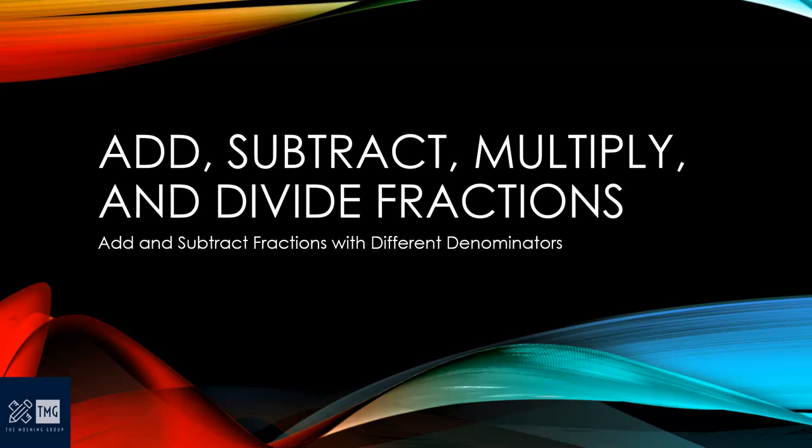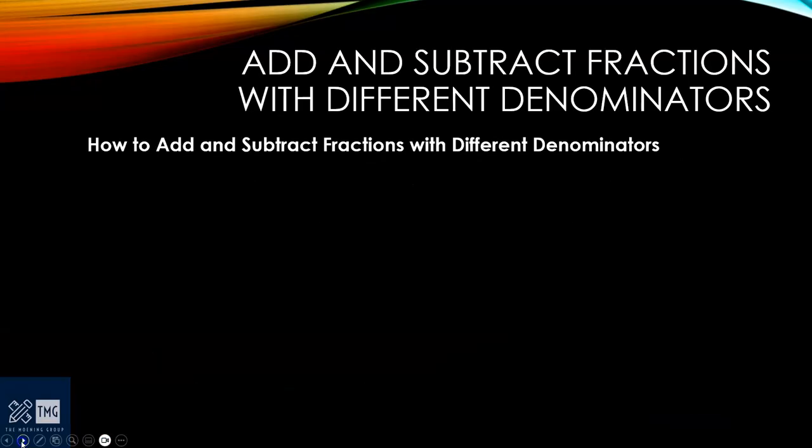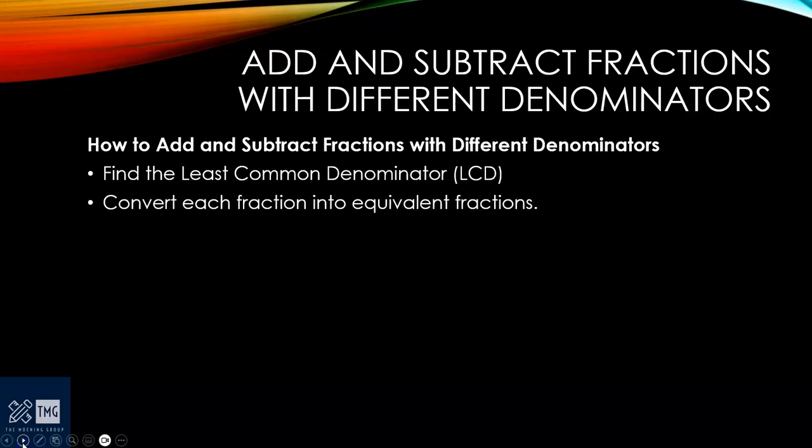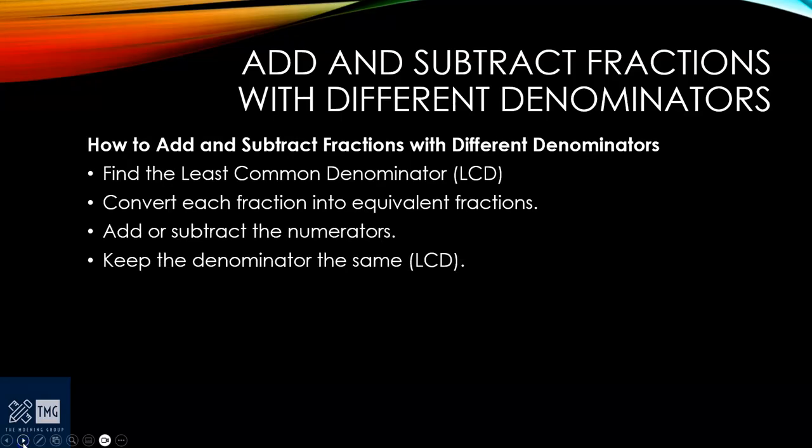Today in playing with fractions, we are going to add and subtract fractions with different denominators. Now, how do we do that? Well, the first thing we need to do is get our denominators to be the same. So we are going to find the least common denominator that will work for the fractions we're playing with. Then we'll need to convert each of our original fractions into an equivalent fraction using that new denominator.